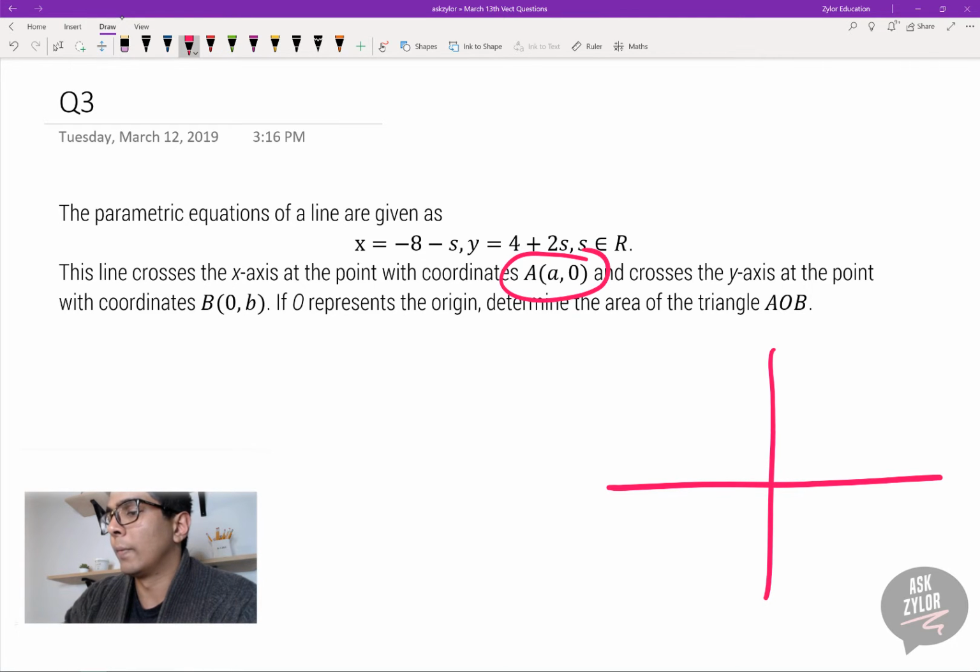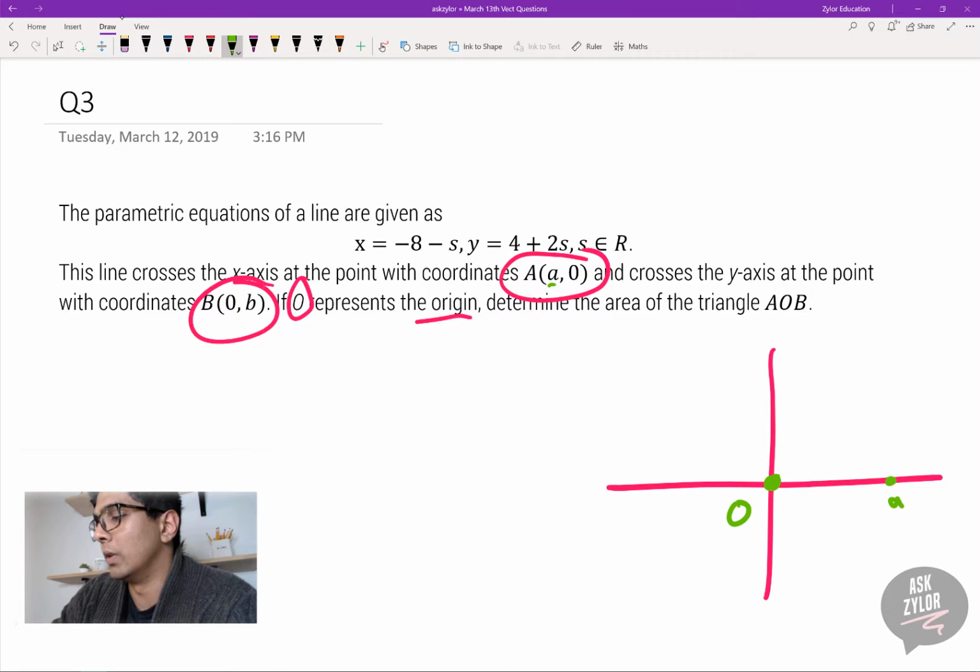So my point A, my point B, and I have O, which is the origin. So this is going to be O. And a could be either positive or negative, and then b could be positive or negative as well. But the main point is, let's say my a is positive. That means this point is going to be my A, big A.